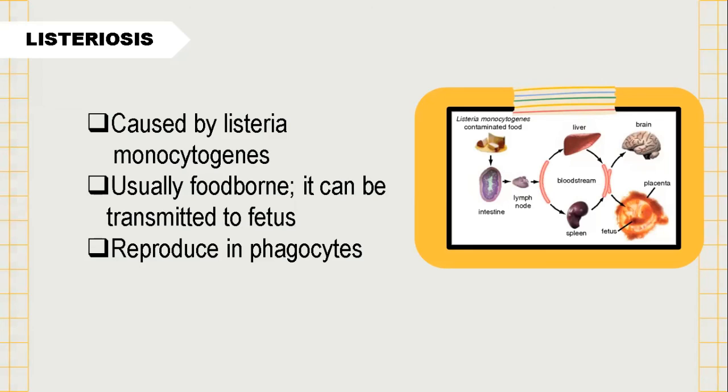These are the foods that can contain listeria: unpasteurized or raw milk and dairy products, soft cheese made with unpasteurized milk, raw fruits and vegetables, ready-to-eat meats and hot dogs, refrigerated meat spreads, and refrigerated smoked seafood. Those are the foods that contain listeria.